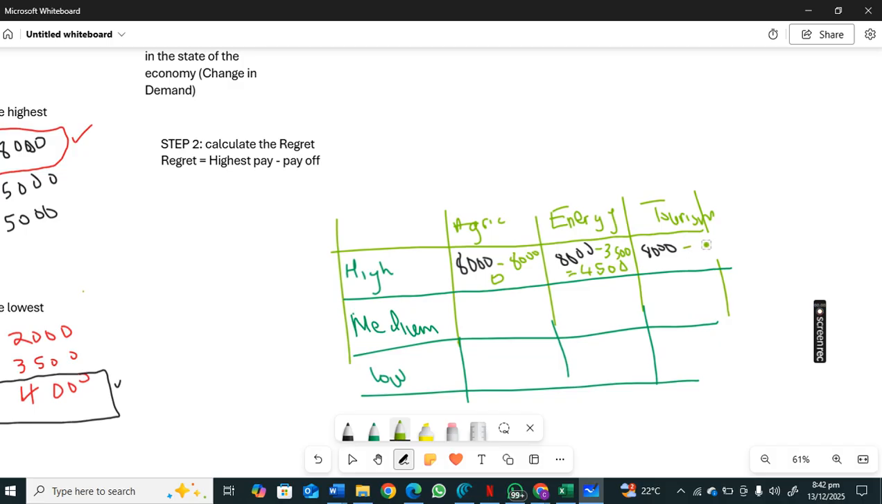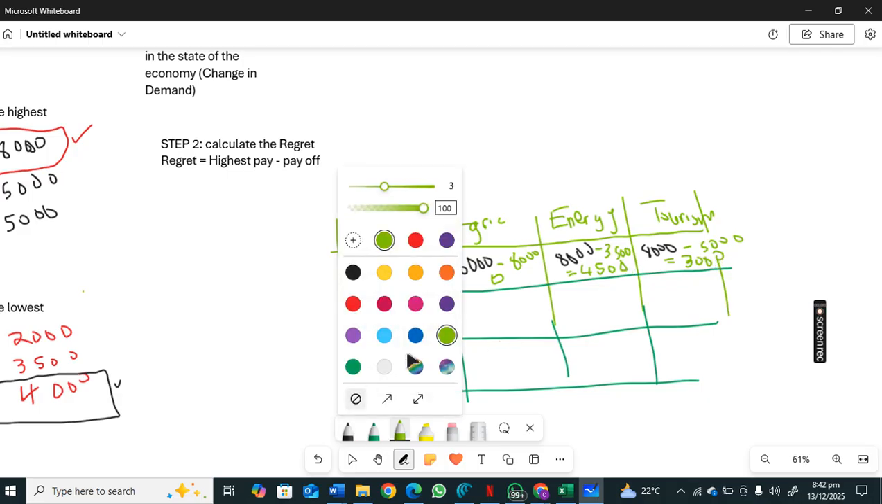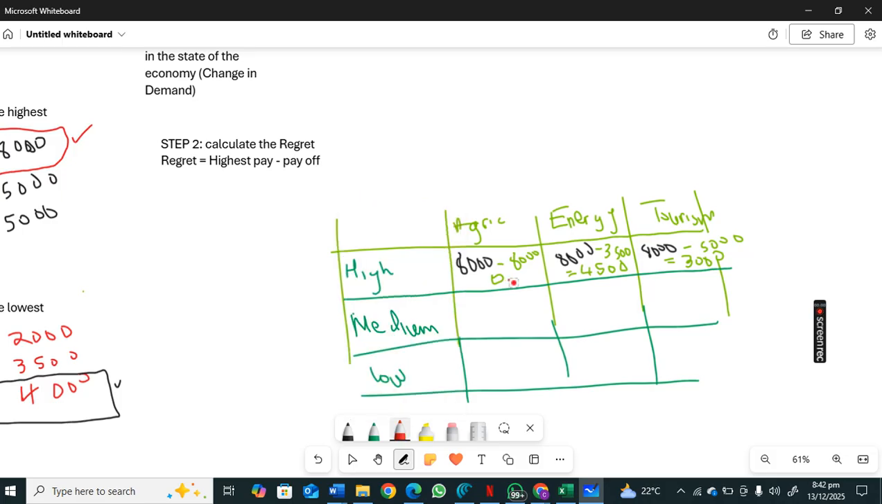So 8,000 minus 5,000, we get 3,000. So this is basically saying, if you don't invest in the agriculture sector where there's the highest payoff, and you invest in tourism, you lose out on 3,000 in terms of profit. Okay, so we've calculated the regrets for the first row. These values here, this 0, this 4,500, and this 3,000, these are the regrets.